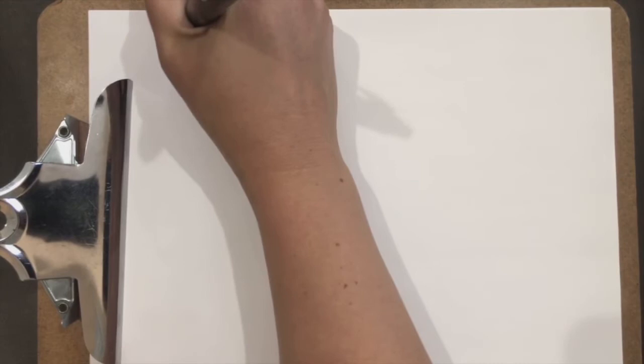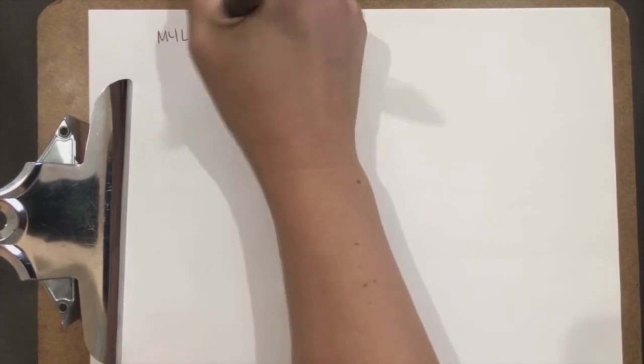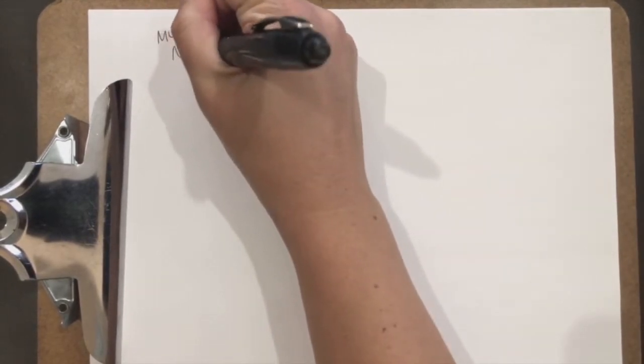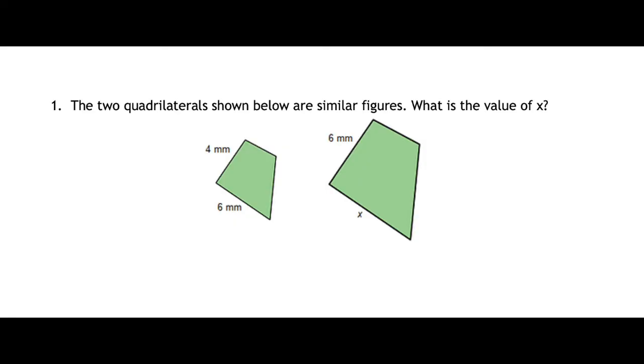Module 4, Lesson 6, Independent Practice. Number 1, the two quadrilaterals shown below are similar figures. What is the value of x?